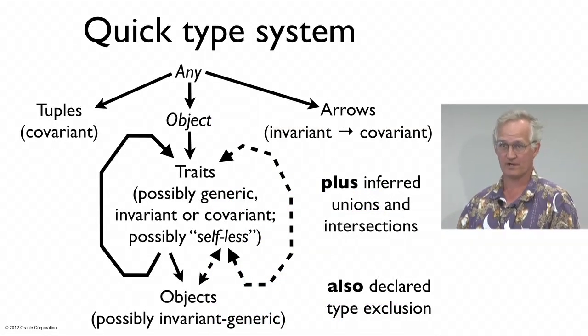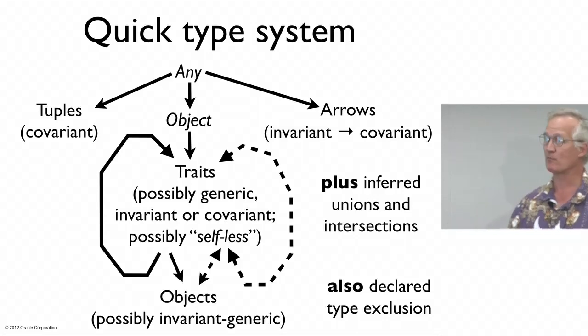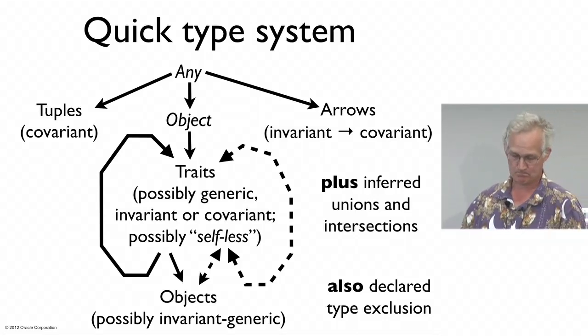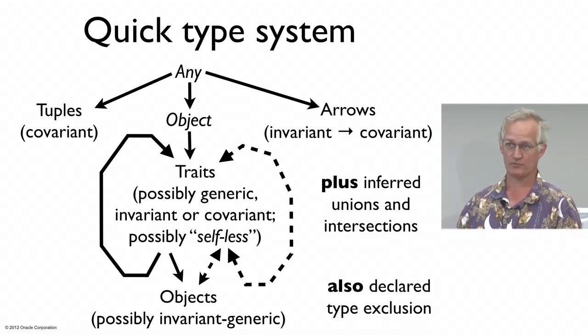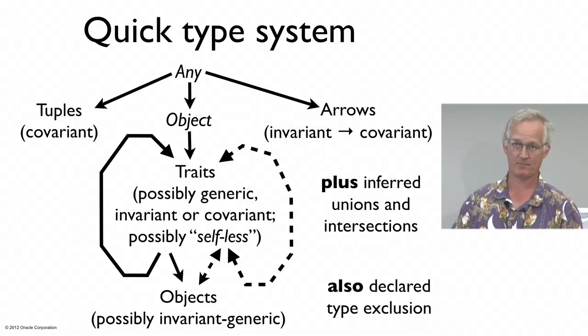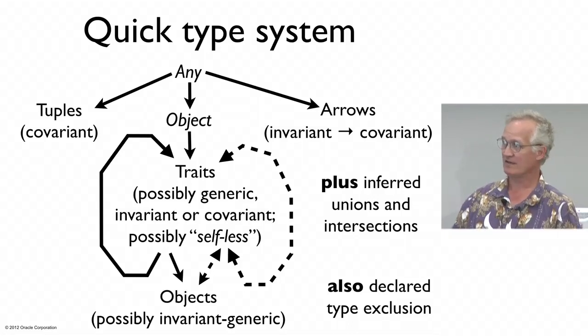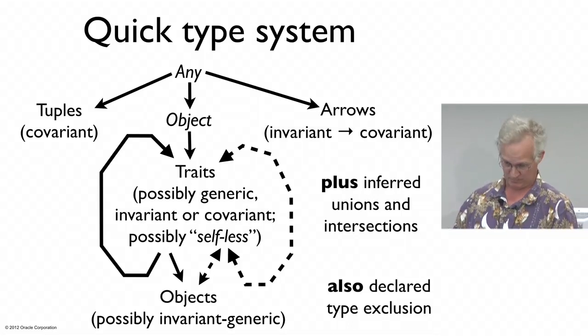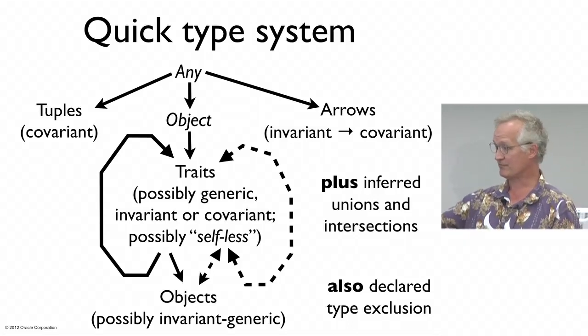Before I can go too far, I need to talk about the Fortress type system quickly. There's a type called Any that's at the root. Below that, it's divided into 3 parts. We have tuples of things. Tuples are covariant. We have arrows of things. They are invariant, arrow covariant. But what we're mostly interested in here is the object hierarchy rooted at Object. Here I can even point to it.